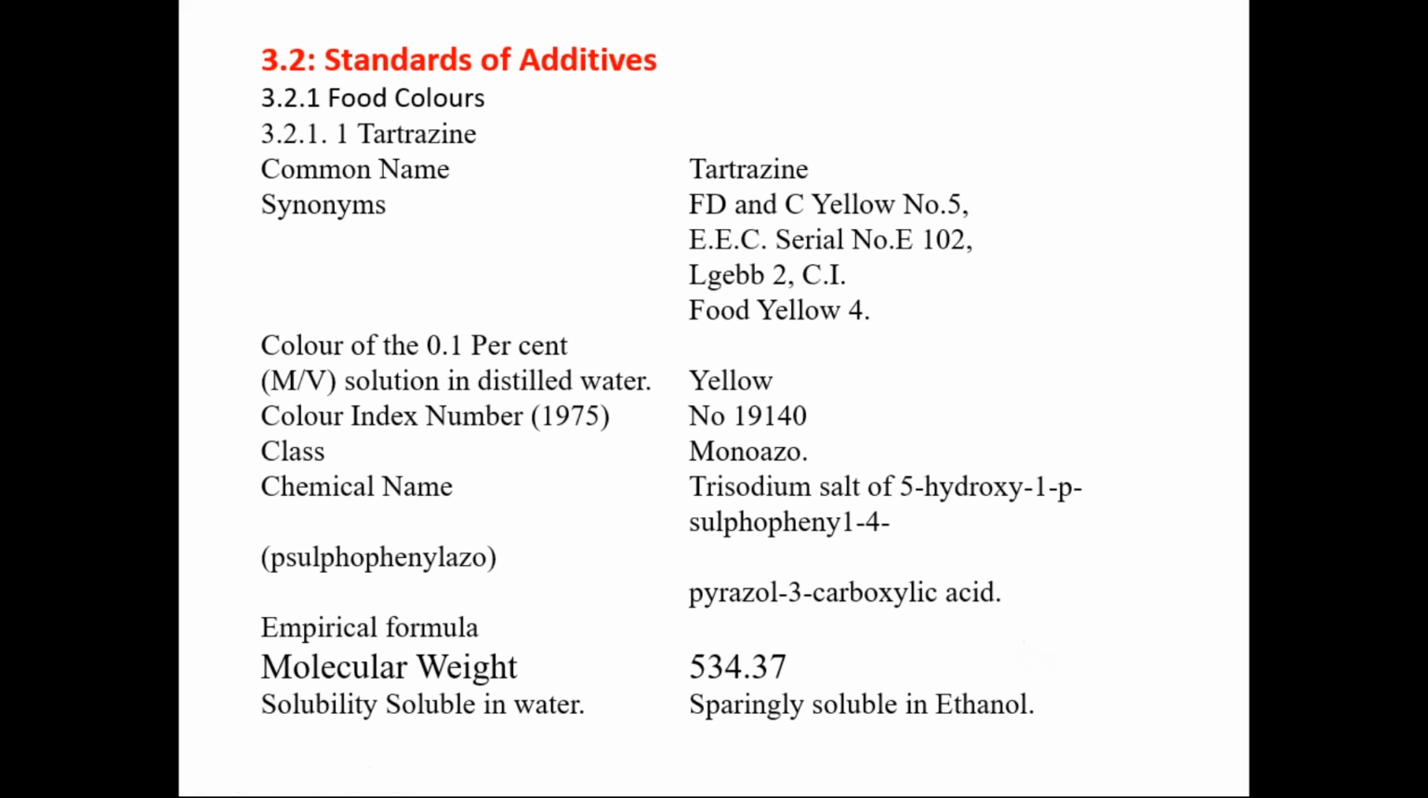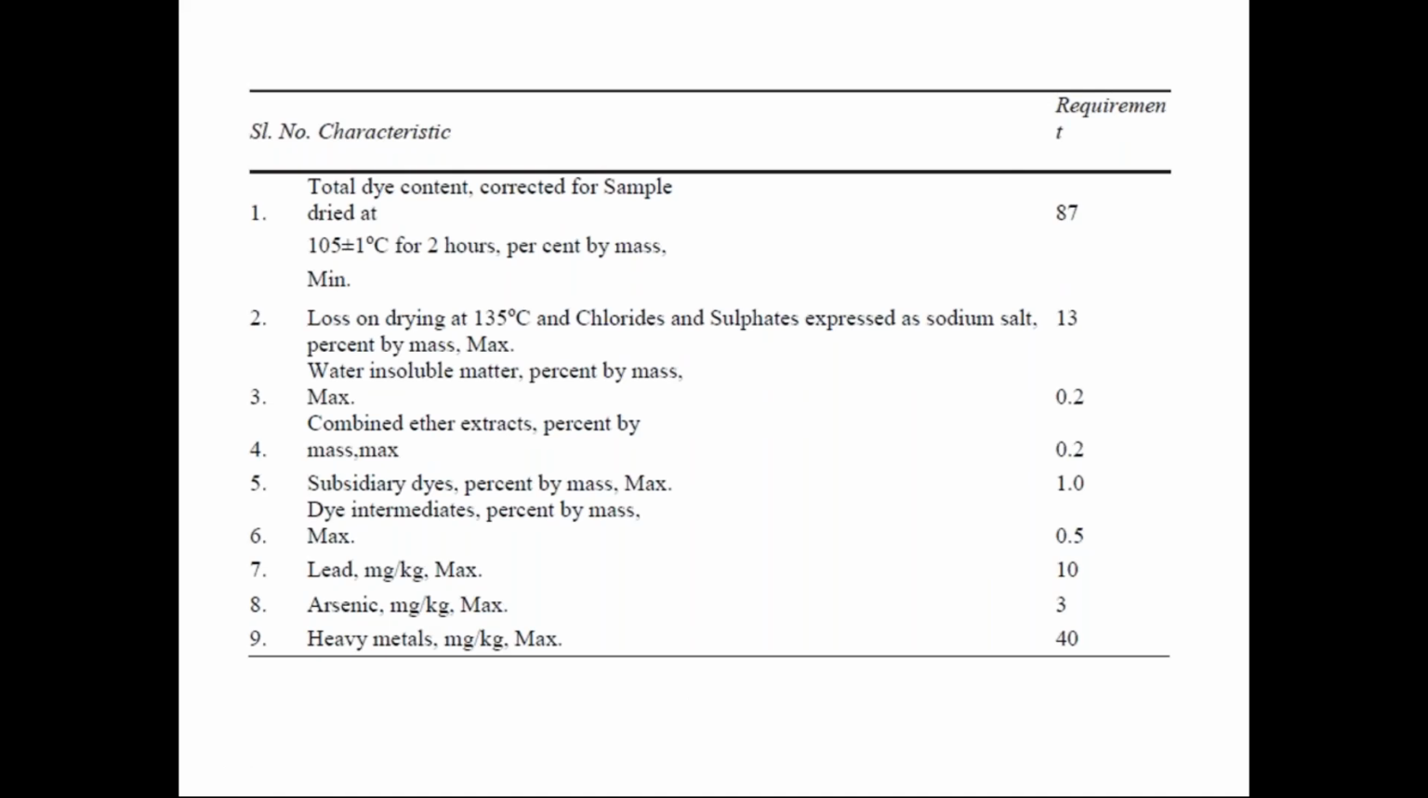So here in the additives, the standard defines what is the grade of the additive that you can use. It also defines in a table what the total dye content should be, what the moisture should be, and what are the levels of lead, arsenic, and heavy metals for safety. So you see, we do not have product standards only for the foods which are standardized. We also have standards for the food additives.